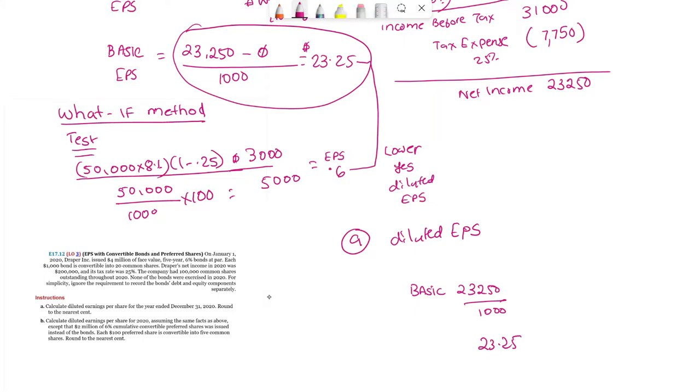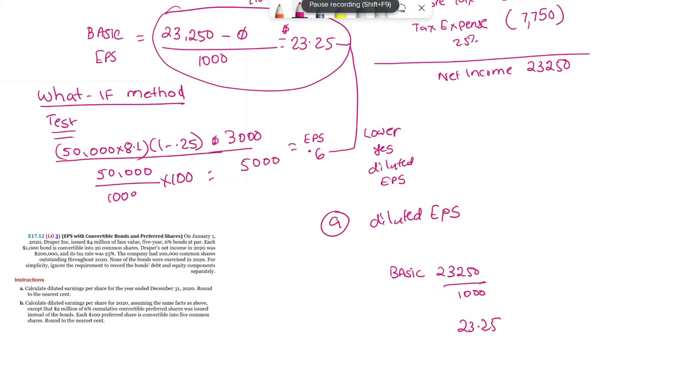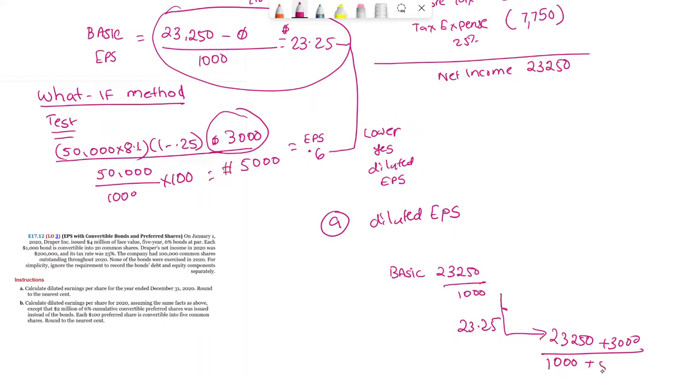$23.25. Since we only have one security, one bond that can be converted into shares, now we're going to take it to the next level. You start with the basic 23,250, and then at the top you're going to add the 3,000. At the bottom, what are the number of shares? It is 1,000, and the number of shares that goes with the 3,000 is your 5,000.